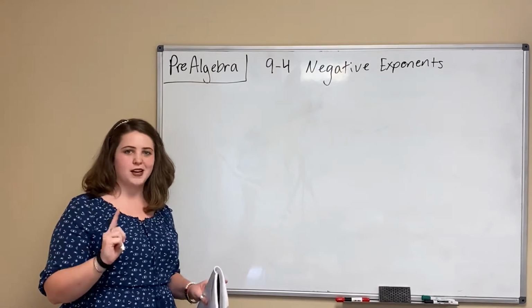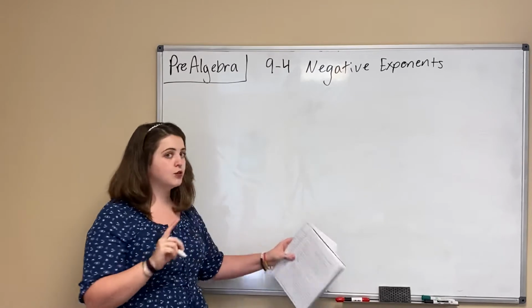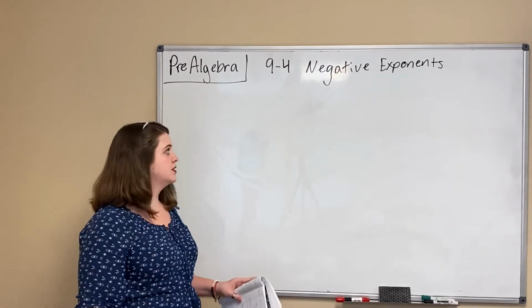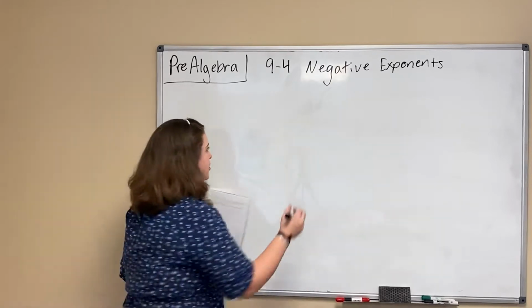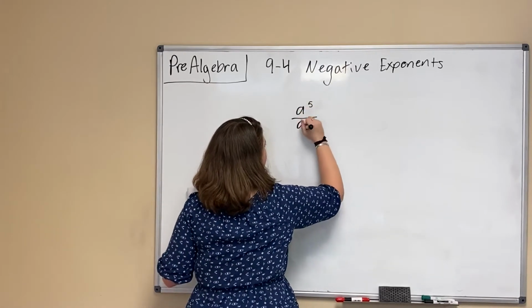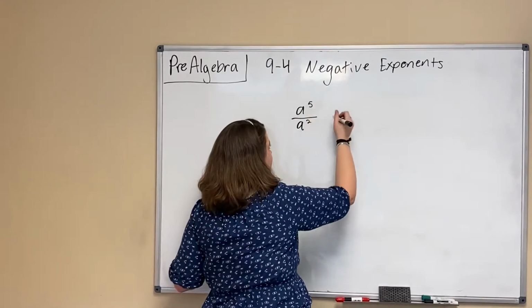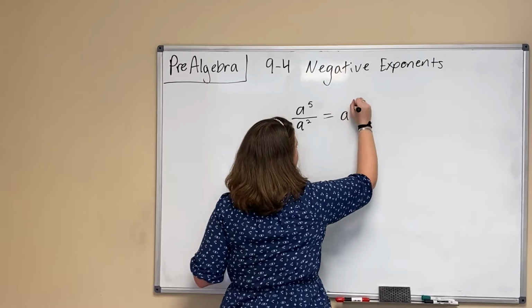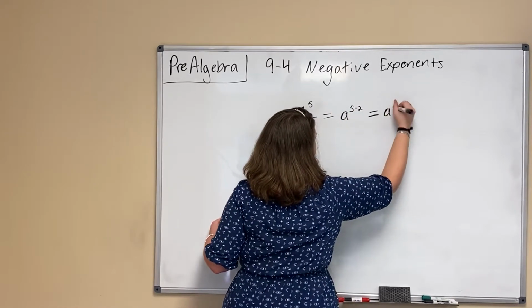Okay, welcome back to math class. You might remember yesterday we talked about multiplying and dividing exponents. Specifically when it came to dividing, it looked like this: a to the 5th over a squared, right? As we did yesterday. And we did 5 minus 2, which gave us a to the 3rd.